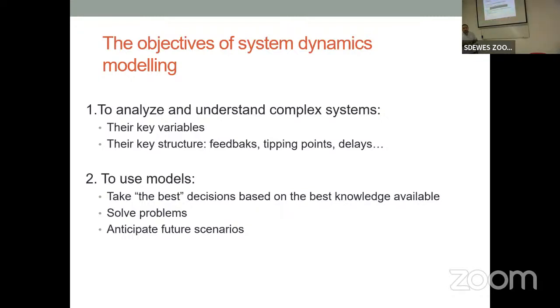And this solution is based on the knowledge that we have available. What does it mean? Some mentioned the last day very high uncertainties, and we have to work with these uncertainties. But anyway, we have to take decisions. So even when we don't have all the knowledge, we need to have decisions. So this is a way to help in the decision taking in order to solve the problems. And also, we can try to anticipate scenarios.